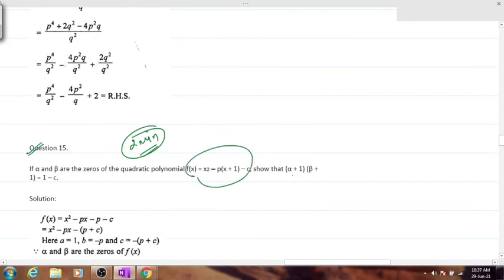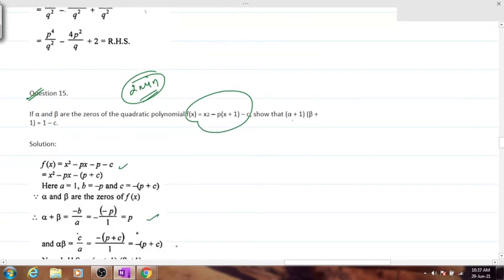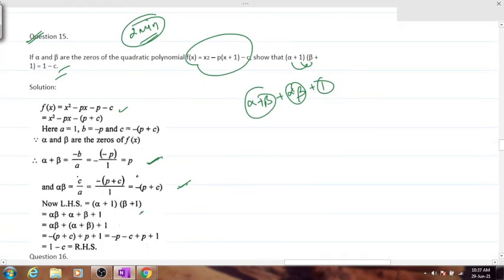You just have to write what is A, B and C out here. Then you have to find out alpha plus beta and alpha into beta first of all. Then you multiply this thing, you'll be getting alpha beta plus alpha plus beta, right? Yes or no? And plus 1. Can you substitute the values out here? You easily get 1 minus c. Clear? Multiply this thing, substitute the value, you will get 1 by c.